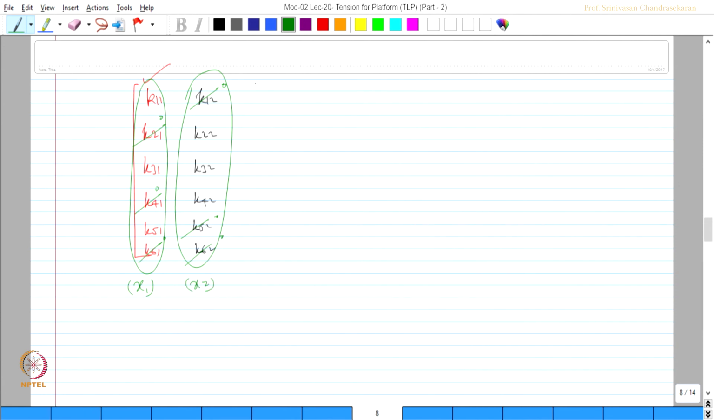Let us go for the third column. So, what should I do? I should give unit displacement along heave. That is good. So, let us do this. We will continue this discussion in the next lecture.